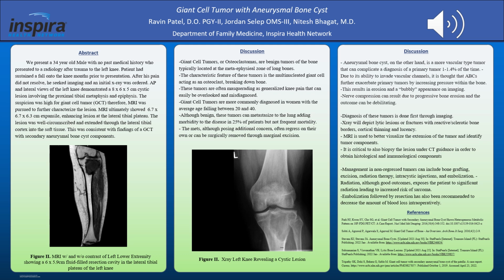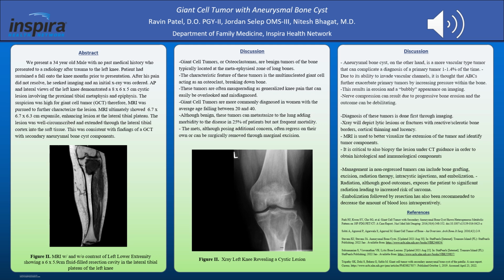The lesion was well circumscribed and extended through the lateral tibial cortex into the soft tissue, and the findings were consistent with a giant cell tumor with secondary aneurysmal bone cyst components. The patient was then transferred over to Cooper, where he had orthopedic surgery to resect the tumor.